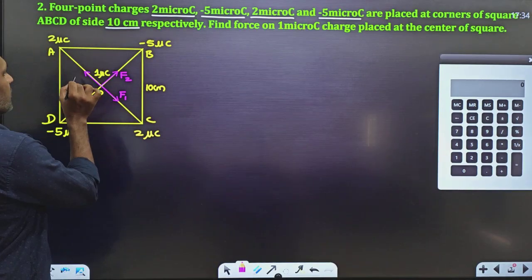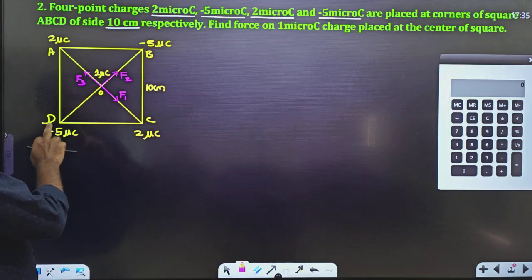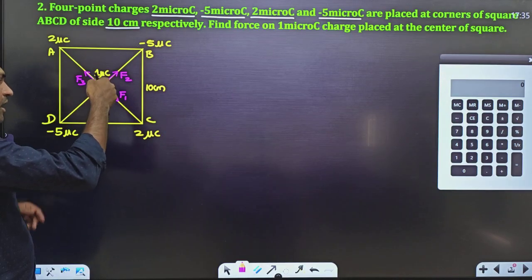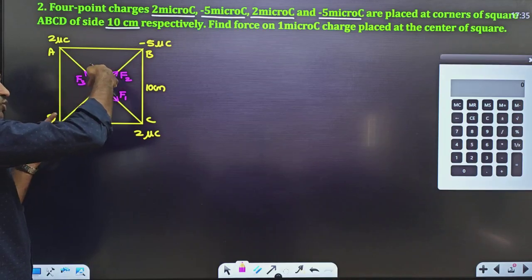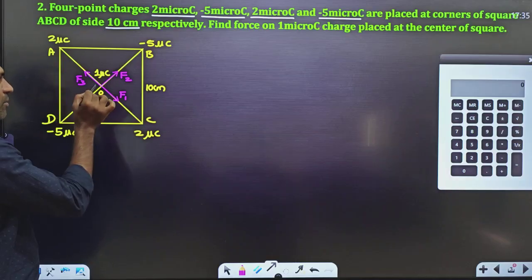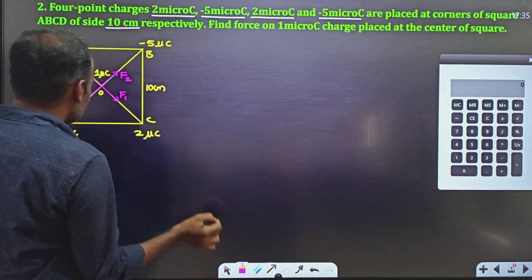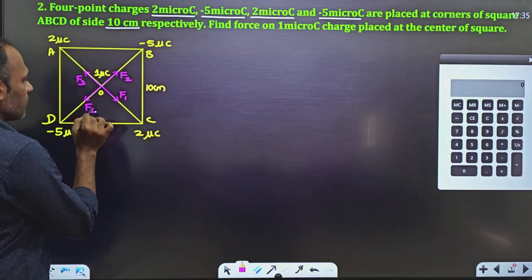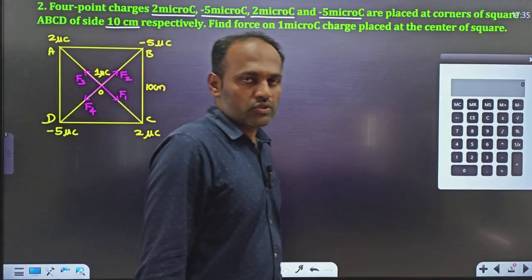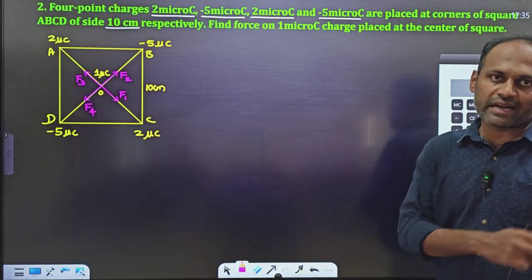I will call this force F3. Next, this is minus 5, this is plus 1. Opposite charges, unlike charges, so there has to be an attractive force. So the force on plus 1 microcoulomb due to minus 5 microcoulomb will be in this direction. Correct? I will call this force F4. So totally 4 forces are acting on the 1 microcoulomb charge.